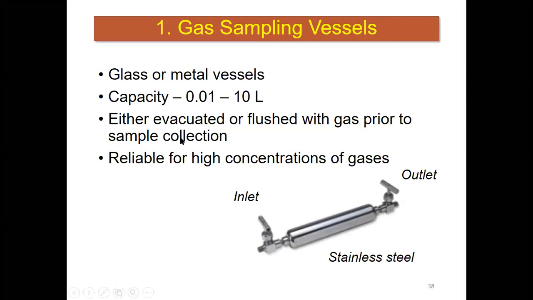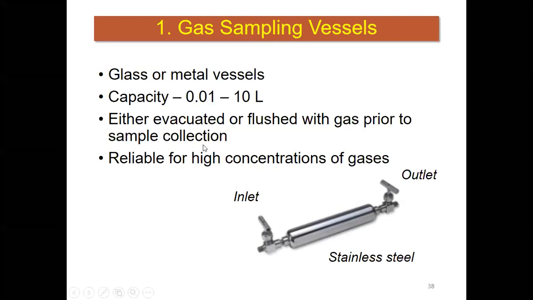Another thing is, these vessels should be either evacuated or flushed with gas before sample collection. The reason is, we are collecting air, right? Therefore, there is already a certain amount of air inside these vessels. So before we collect the samples, we first need to either evacuate the vessel and then collect the gas sample, or we can flush with the sampling gas. We can flush with some gases before we collect the sample.